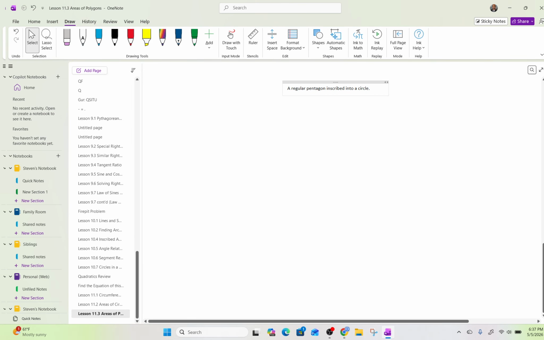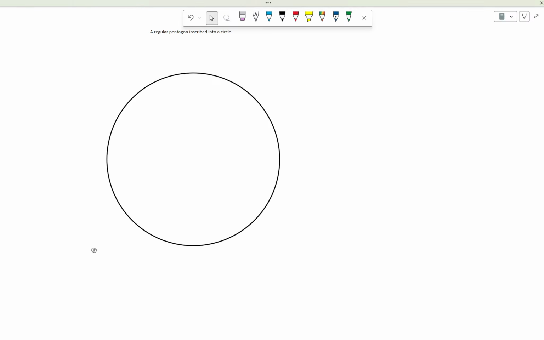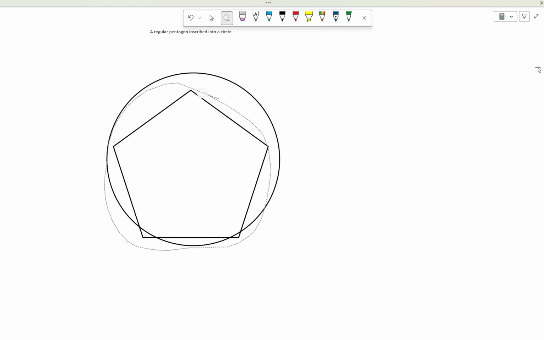We're going to have a pentagon, a regular pentagon, and I'm going to identify some parts of it, inscribed into a circle. All right? So, here's another shape here, a pentagon. I'm going to see if I can inscribe this well enough.